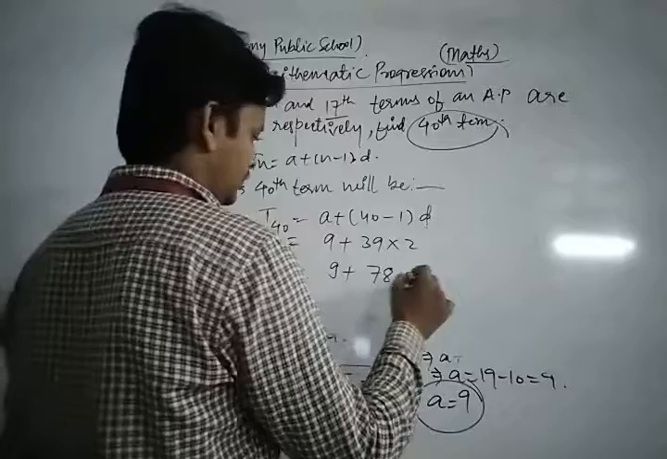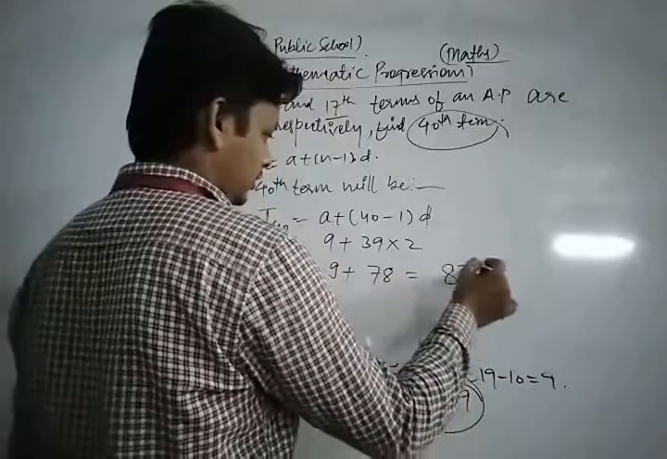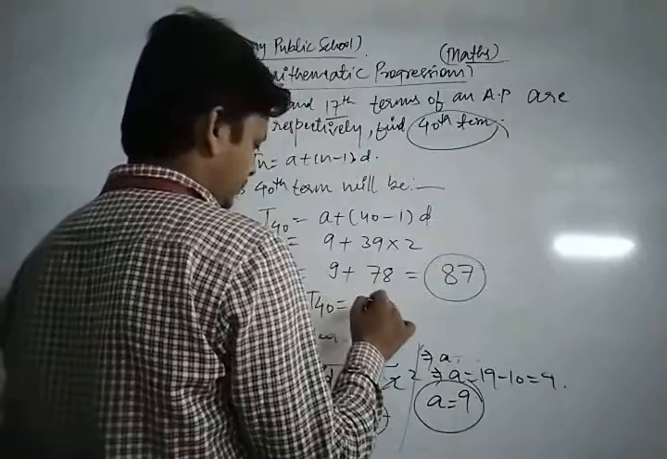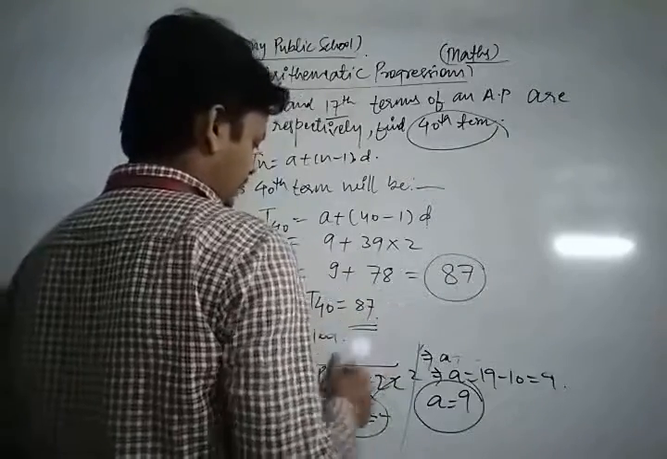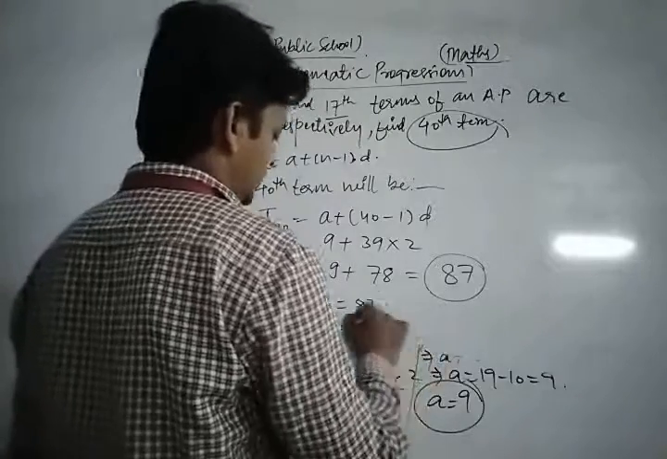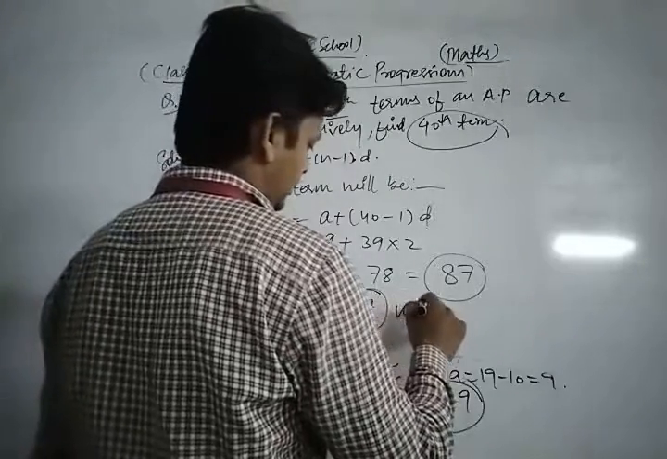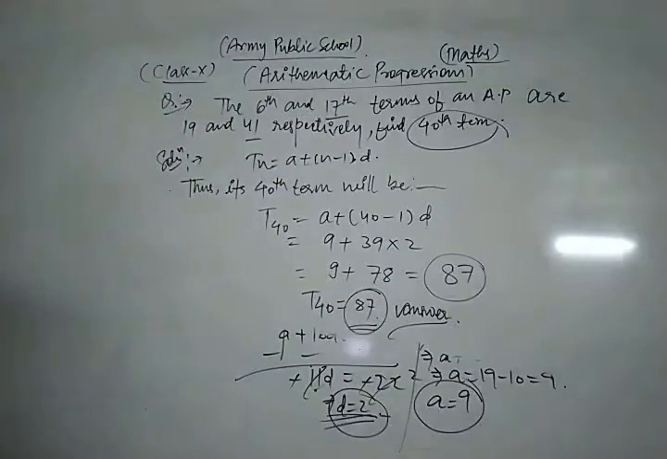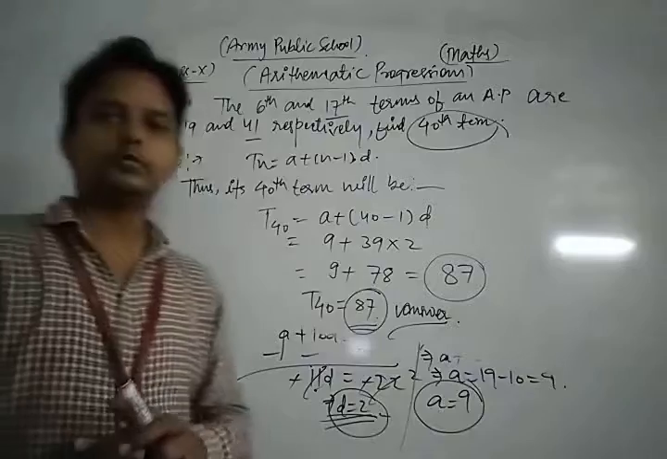So look, 9 plus this, now this is 87. So in this way, the 40th term of the given AP is 87. This is the required solution of the given question.